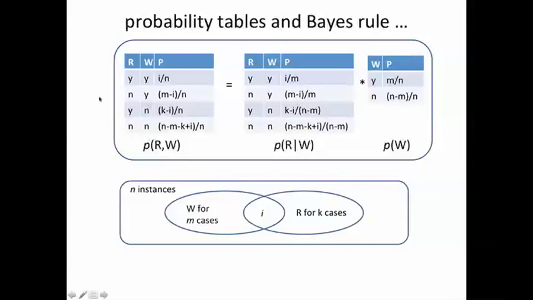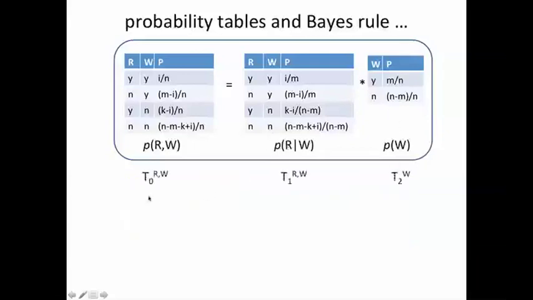Verify this and remind yourself of Bayes' rule from the earlier lecture. Now let's notice how this multiplication actually takes place. Consider these as three tables, T0, T1, and T2. T1 has R and W, but T2 has only W.